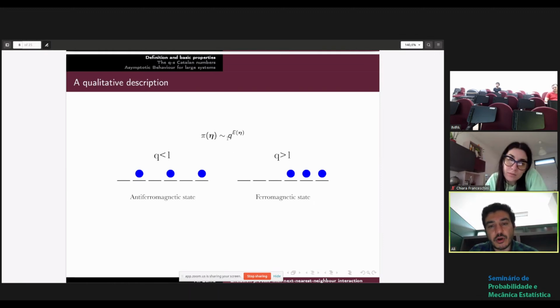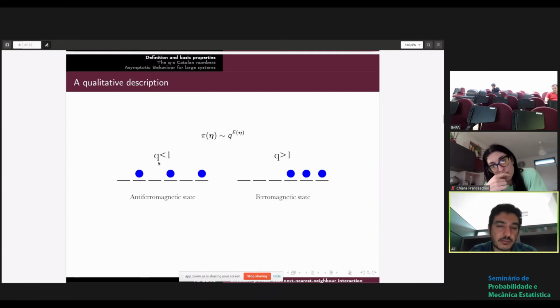Okay? So let's say if Q is large, then the favorable configurations are where this Dyck path has the biggest area, which means it's a state where all the particles are assembled together. So let's call this a ferromagnetic state.